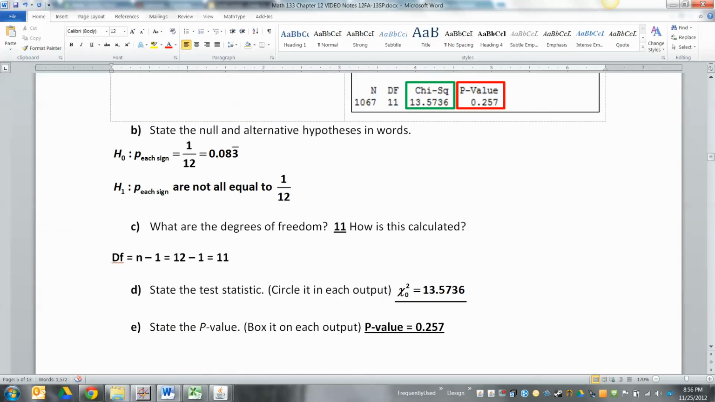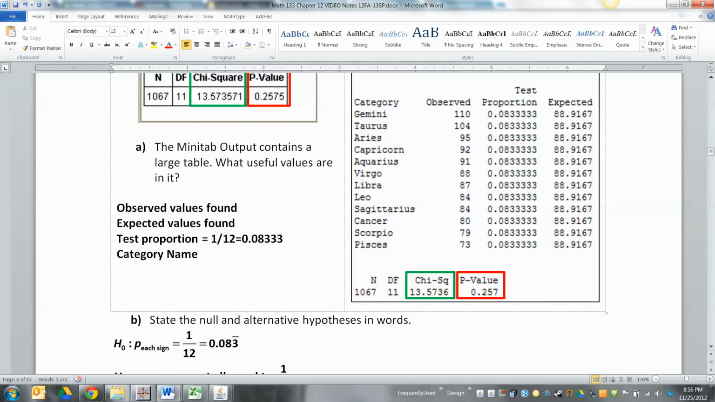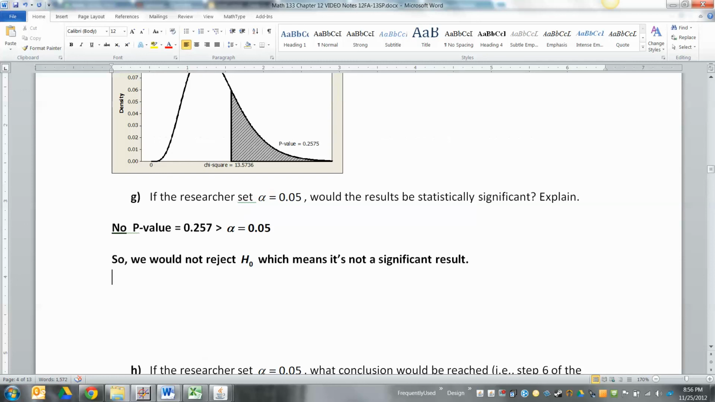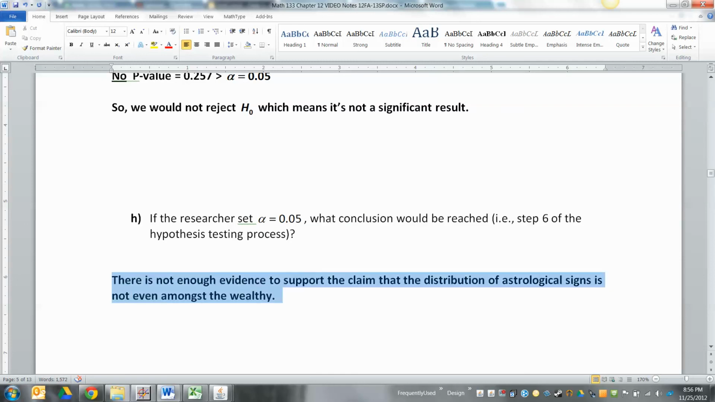So I know it seems like Geminis are more likely to be wealthy, but the difference between Gemini and Pisces, even though it's 110 to 73, we just proved that it's not that significant. And that's what we would say here. There's not enough evidence to support the claim that the distribution of astrological signs is not even amongst the wealthy.